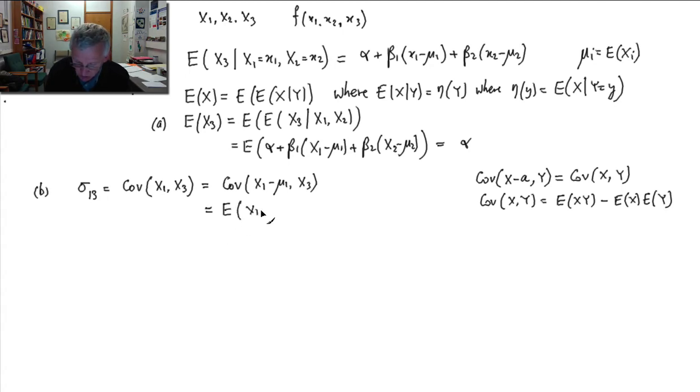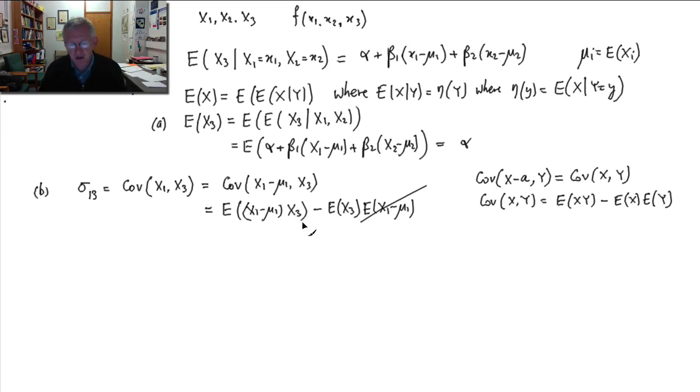So that's x1 minus mu1 times x3. And then I have to take away the product of the expectations. That's the expected value of x3, which I know is alpha, but it's multiplied by the expected value of x1 minus mu1. Because I've taken the mu1 off, this term goes to 0. So the only thing I need to calculate is this, the expected value of x1 minus mu1 times x3.